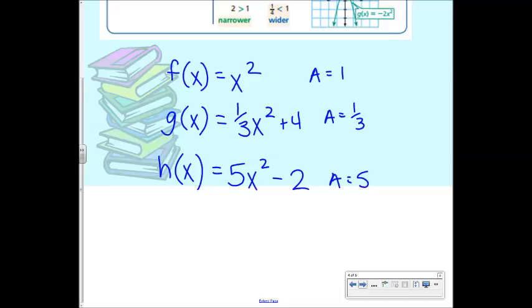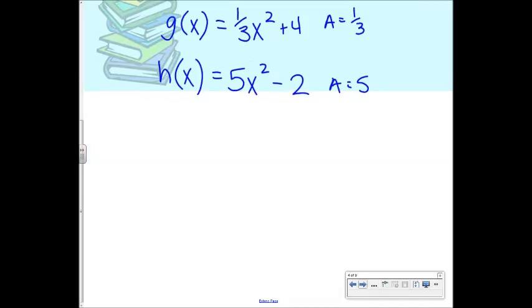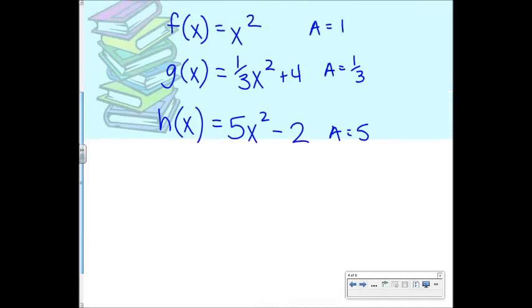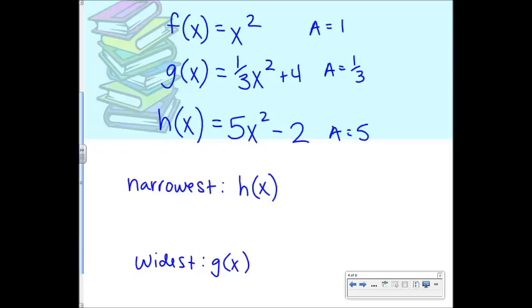H. It's H because as A gets bigger, what happens to the graph? It gets narrower. So the narrowest one is h of x because that has the largest A value. The widest one then would be which one? So g of x, because as A gets smaller, the graph actually gets wider. All right, and then what would be the one in the middle? F of x.